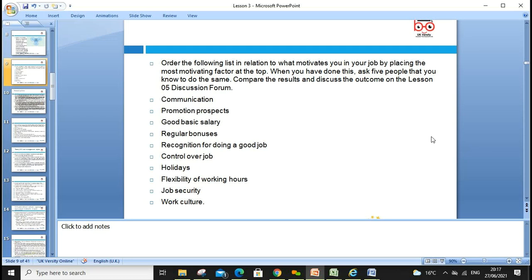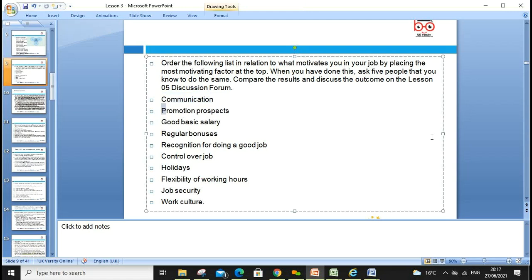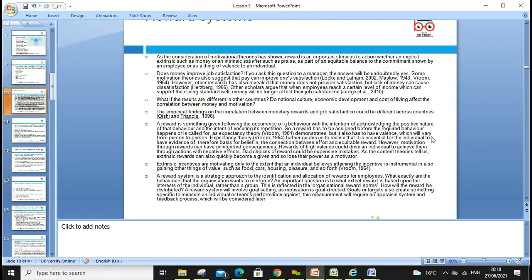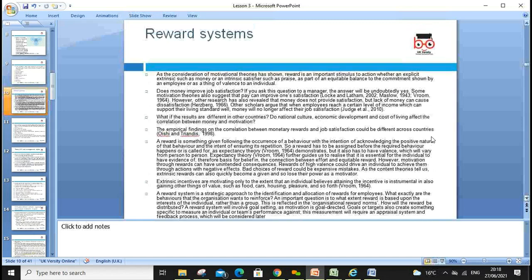Okay, order the following list in relation to what motivates you in your job by placing the most motivating factor at the top. When you have done this, ask 5 people that you know to do the same, compare the results and discuss the outcome of the lesson. We can discuss in our discussion forum on Moodle as well. So communication can be a motivating factor, promotion prospects, good basic salary, regular bonus, recognition for doing a job well, control over the job, holidays, flexible working hours, job security, and work culture also lead to it.